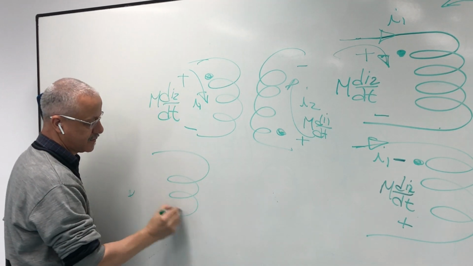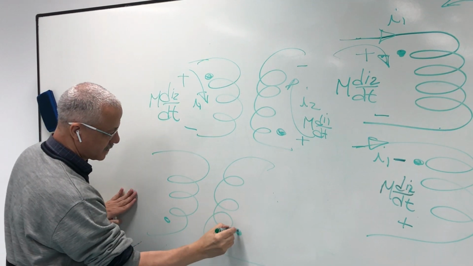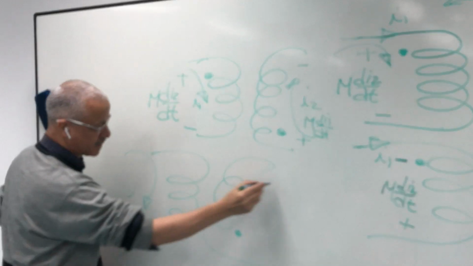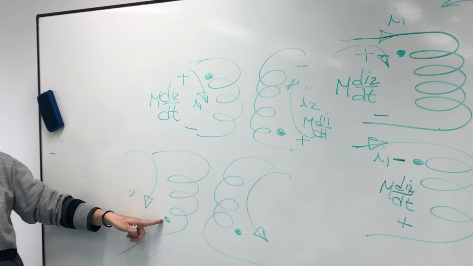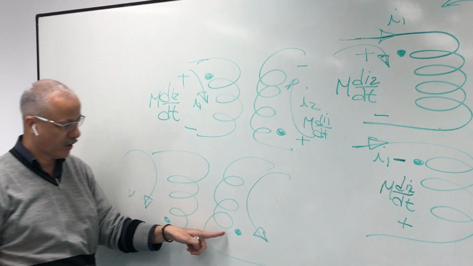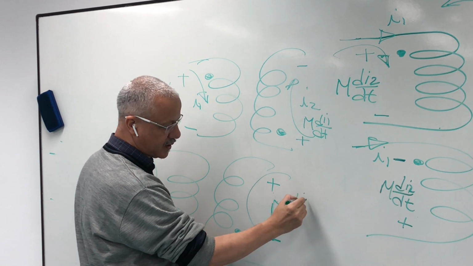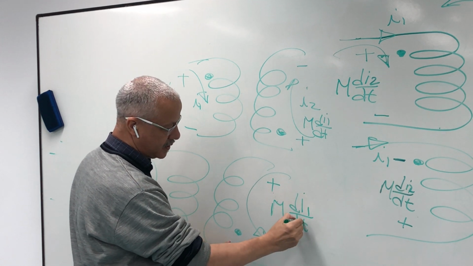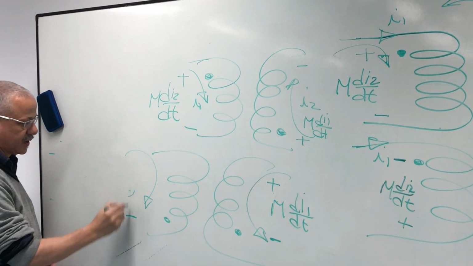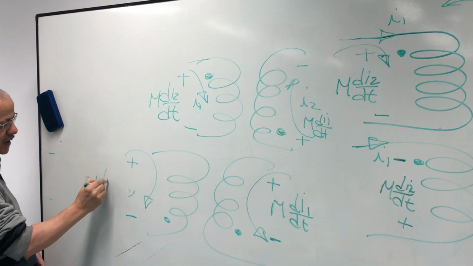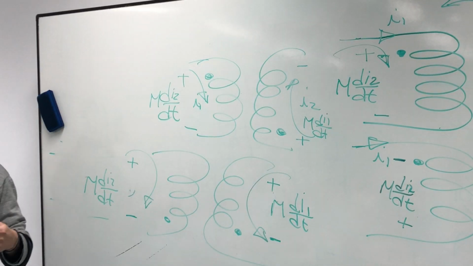Let's take another example. If the current leaves the point, positive or negative? Negative. So you have this: minus M dI1 by dt. Here, the current leaves the point. Positive or negative? Negative. And this is positive, M dI2 by dt. Is it clear? Yes. Let's go to the example.